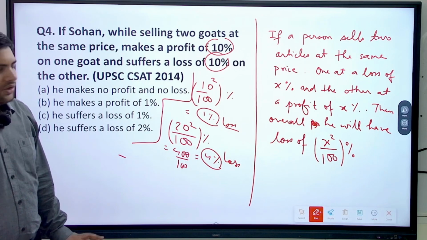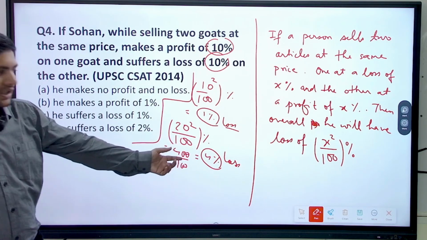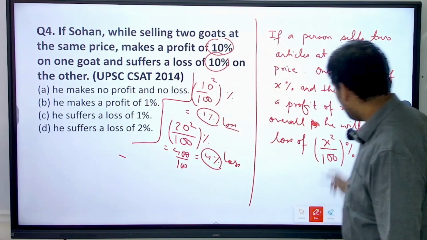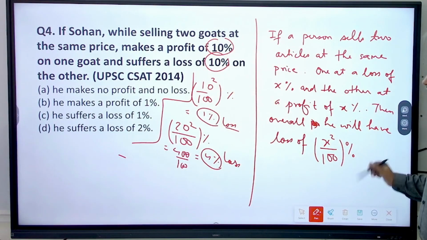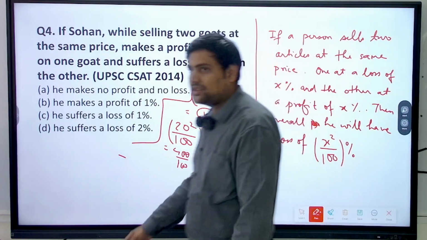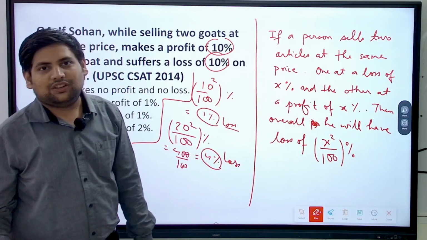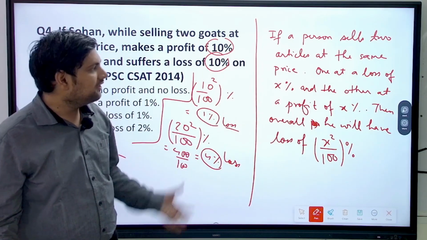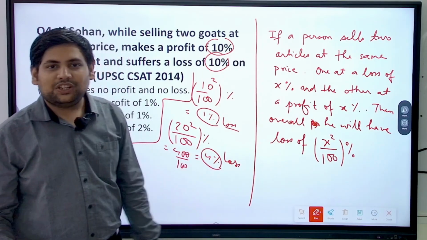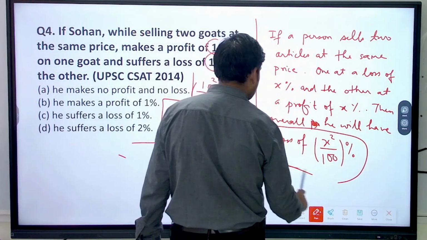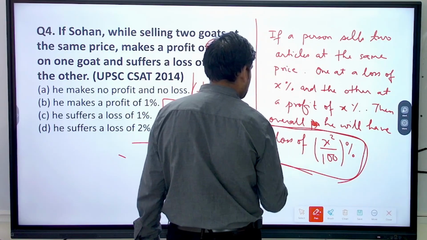Understood? So you will always have a loss in this case, but how much loss you will have depends on X square by 100%. Even the prices of the goods or articles do not matter. So you can remember this as a note. Okay, so this is it for these kinds of questions. Now you need not fear them, simply use this: there will be a loss of X square by 100%.